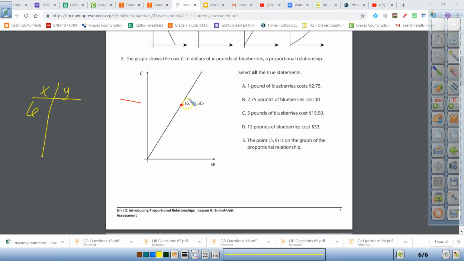Well, it's the first of the ordered pairs, so it represents W, which is the weight in pounds. This is what I would guess, because it says C is cost in dollars. So X is weight, and that means that Y is money. It's the cost. In this particular one they use W and C, but I like to keep my X and Y's so I know which one's horizontal and which one's vertical.